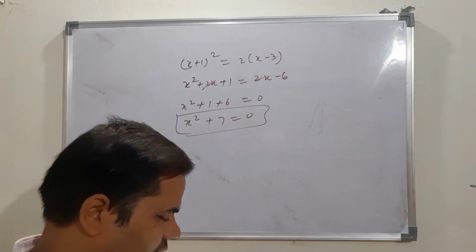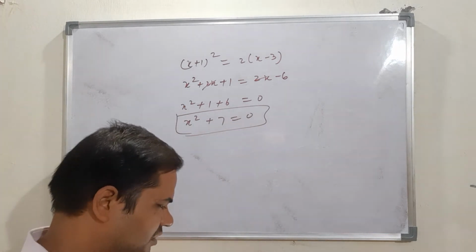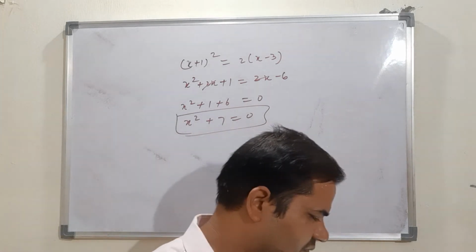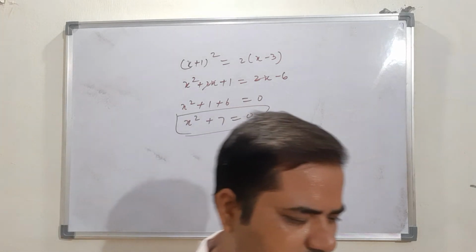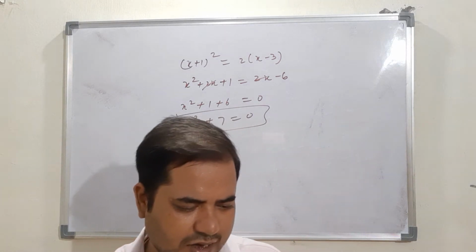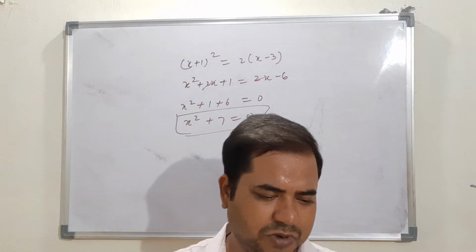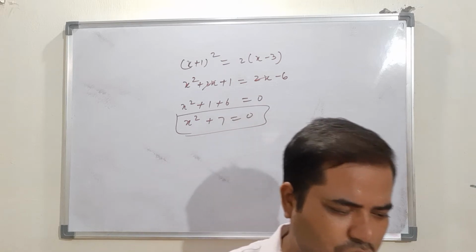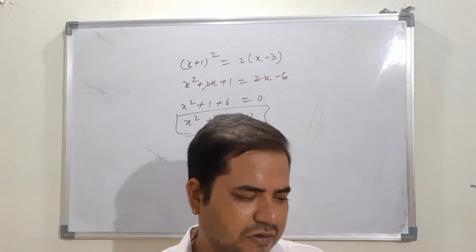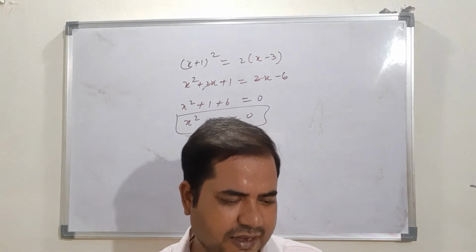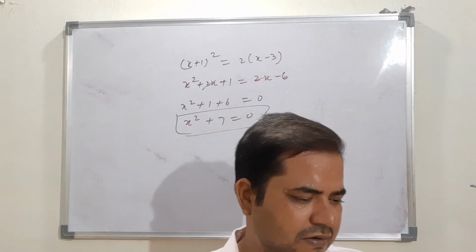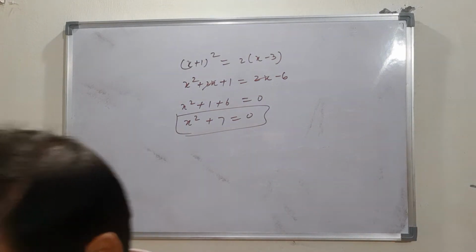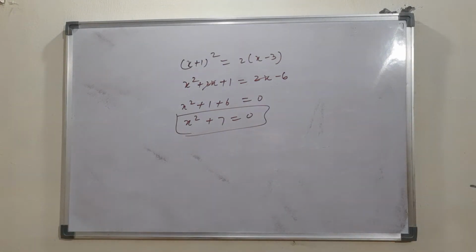Question number 2 from exercise 4.1, first part. The area of a rectangular plot is 528 meters square. The length of the plot in meters is one more than twice the breadth. We need to find the length and breadth of the plot. That means we have to represent it only in the form of a quadratic equation.